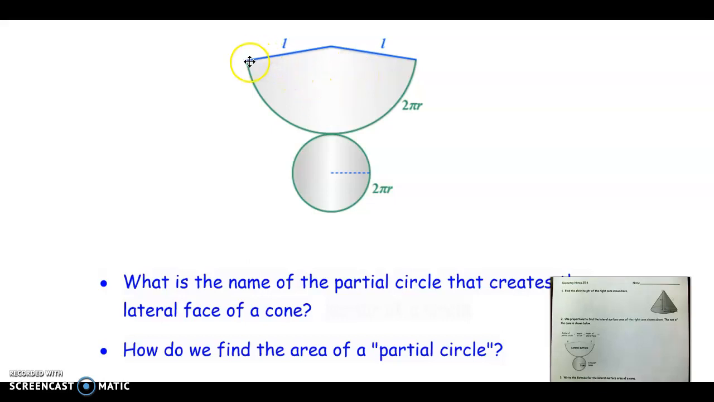So you may be able to imagine that if I continued this green arc, I could make a full circle, and that this point right here would be the center of that circle. And so L is the radius of that circle. So this section right here is what we call a sector of a circle that we have learned about, which really just means a portion of the circle. So how do we find the area of a partial circle? We have learned how to find the area of a sector of a circle. It's just a fractional part of the area of the whole circle.